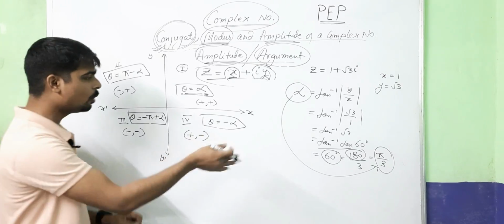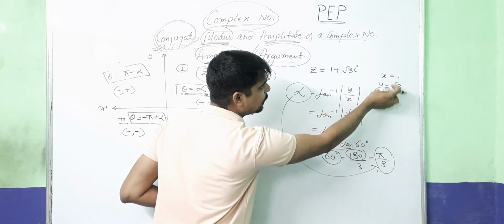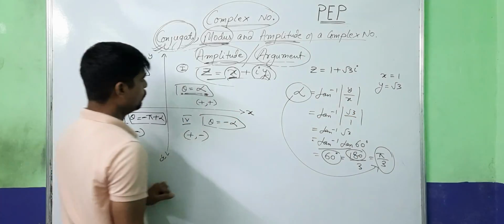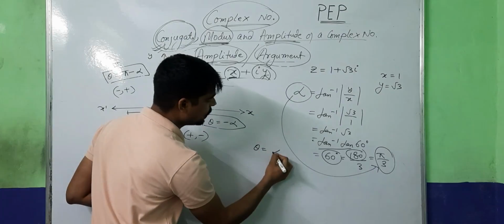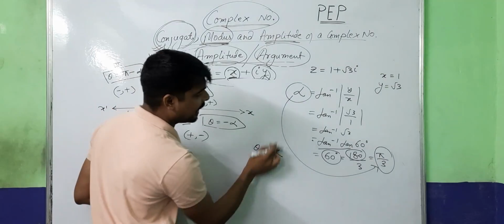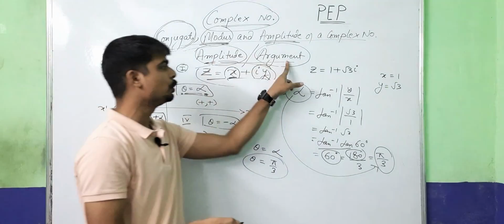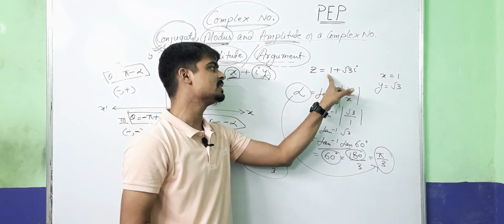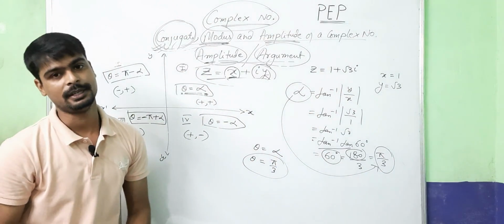Now you see both X and Y are positive, which means theta is equal to alpha. Alpha value is pi by 3. Then what is the amplitude and argument of this complex number Z is equal to 1 plus root 3i? It is pi by 3.